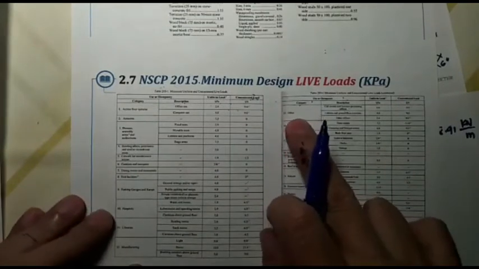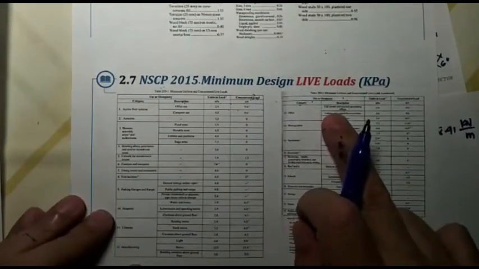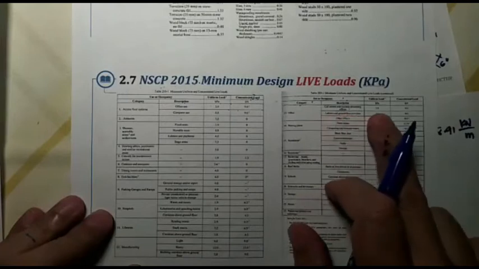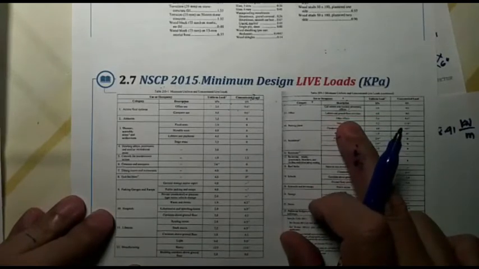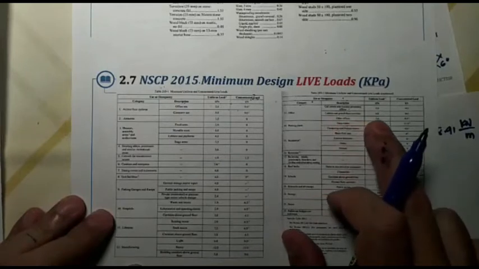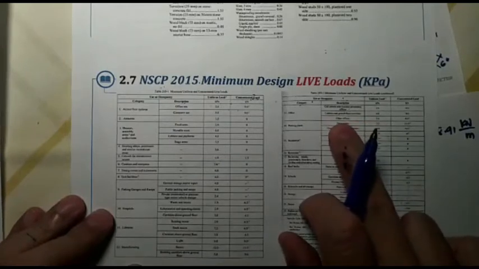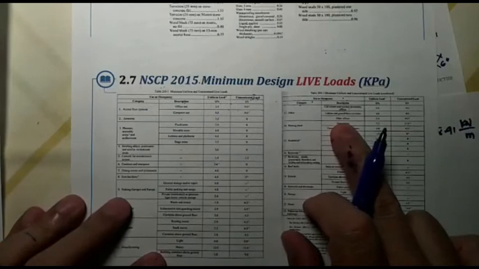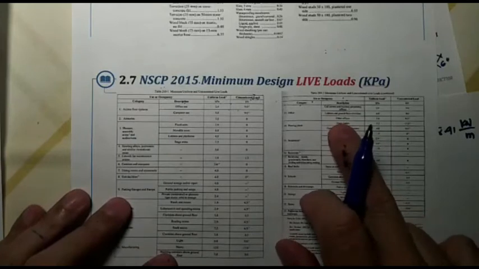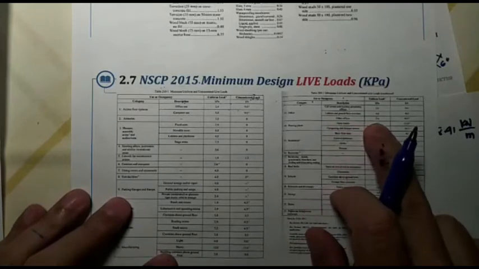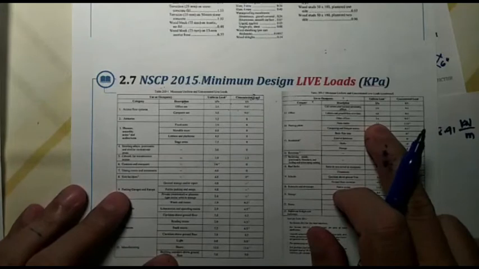So anong klaseng office? Call center ba siya for BPO? 2.9. Or for lobbies and ground floor corridors, 4 point something. Or other office. So dito tayo sa other office kasi wala namang nakaspecify doon sa problem anong klaseng office. So we'll be assuming it's a regular office. So for other office, the live load is 2.4 kilopascal.